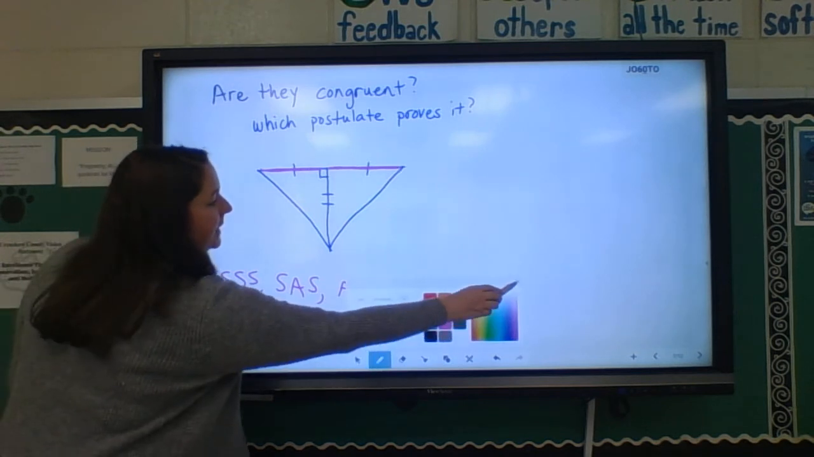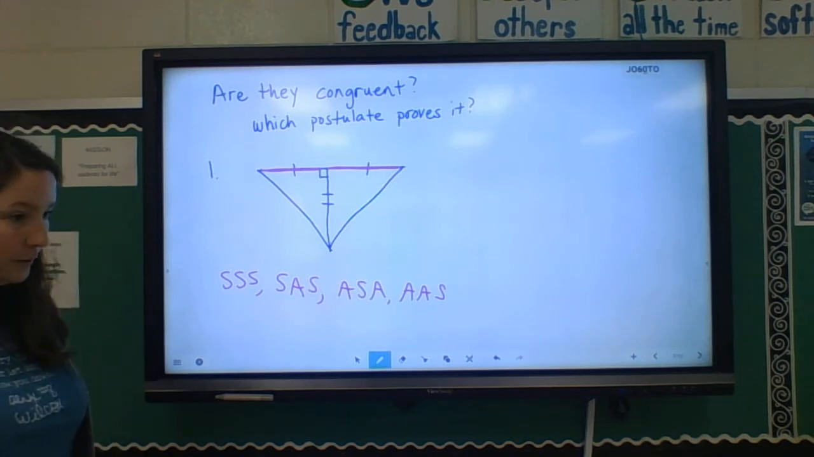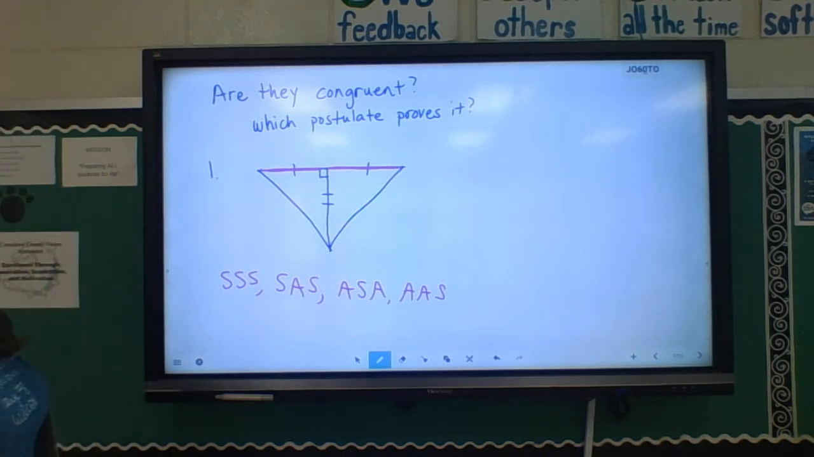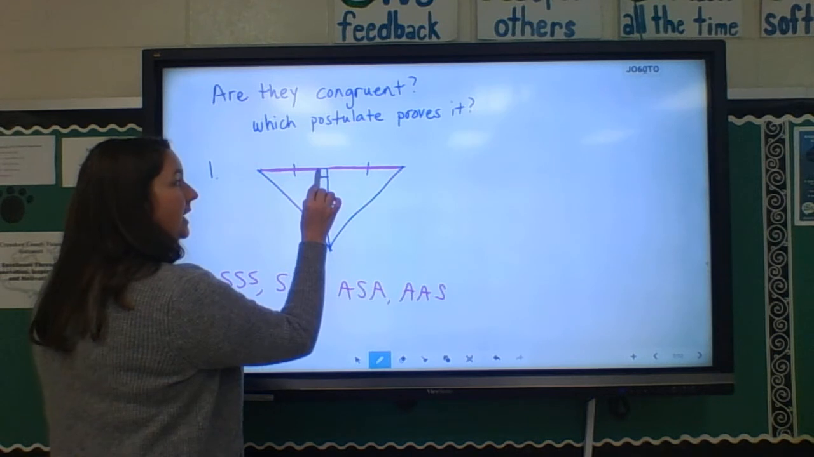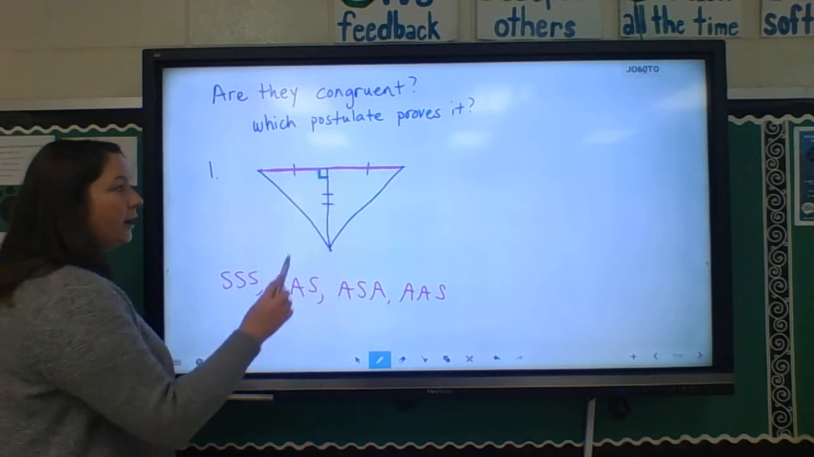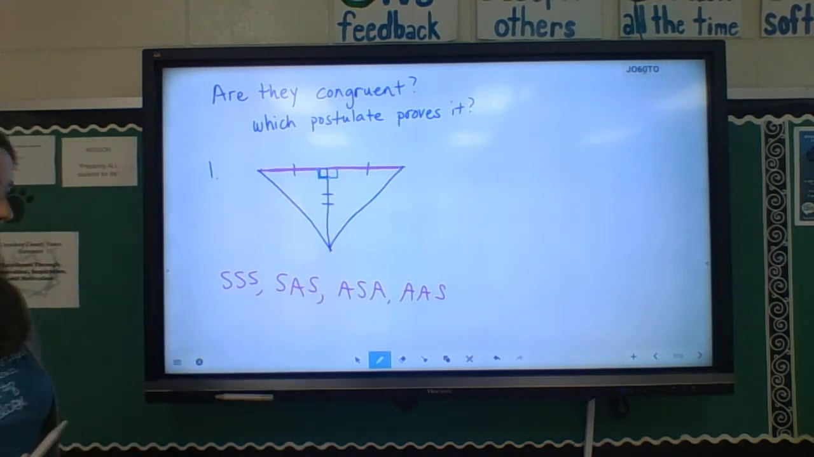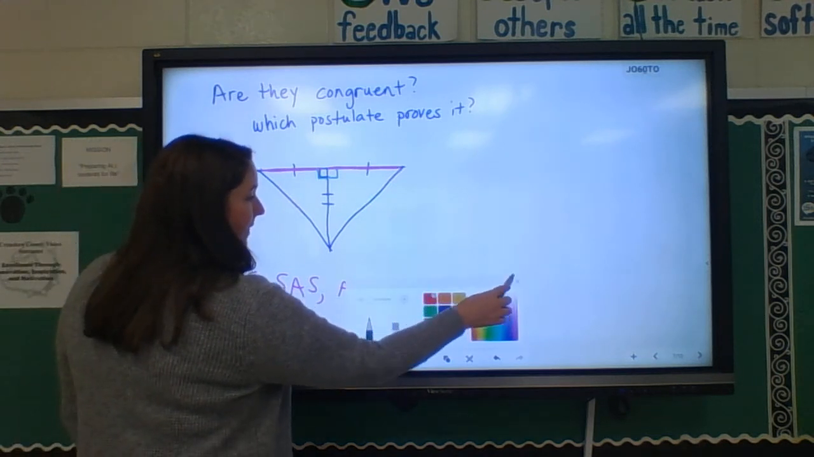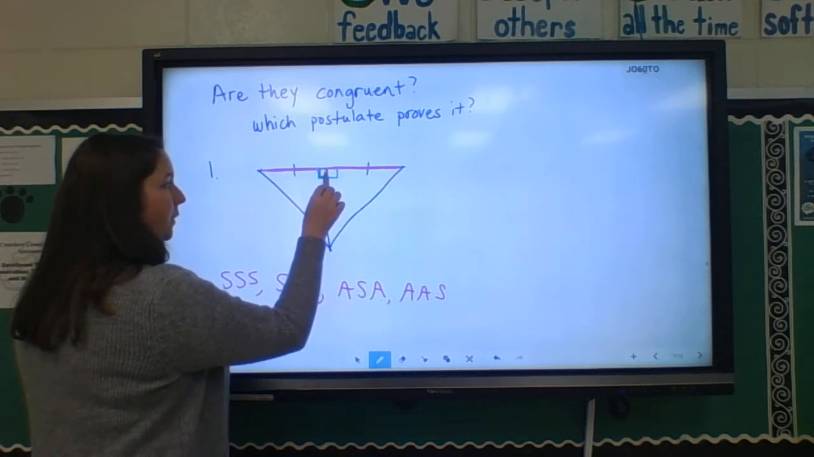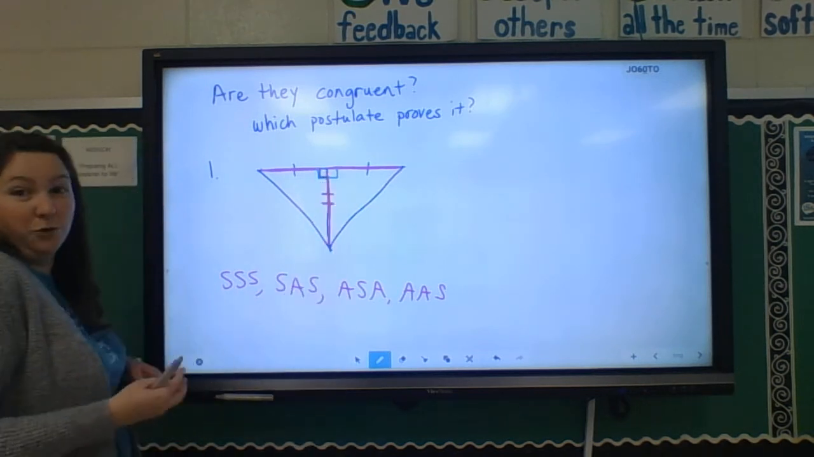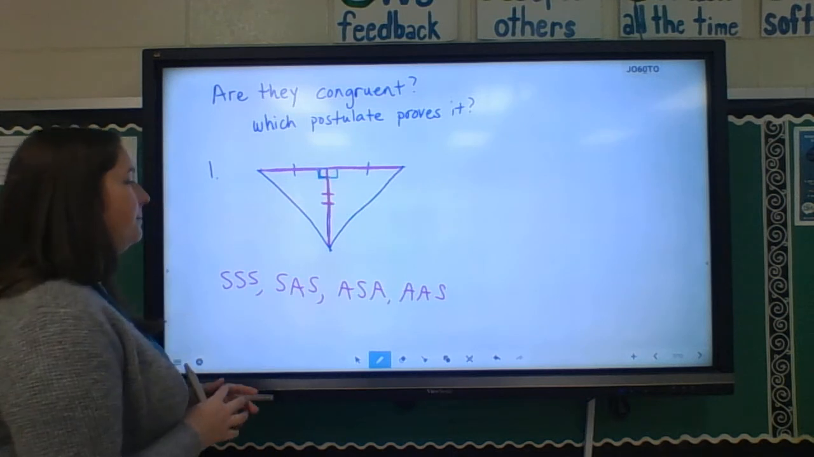Now we know by supplementary angles, goodness gracious, why am I bringing that back up? Because we can never forget it. We know by supplementary angles that if I have 90 degrees over here, then I have 90 degrees over there. So those angles are congruent. Then we also know that since it's sharing this side, it's the same side. It's equal to itself because it's the same thing. If I were to pull them apart, that would be the same measurement.